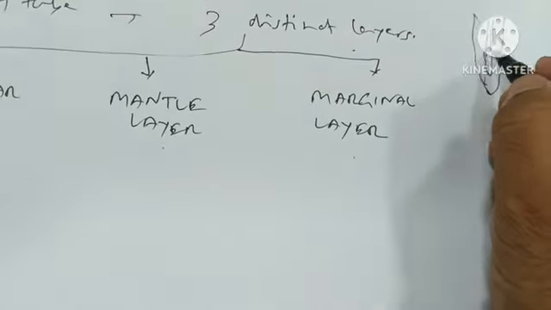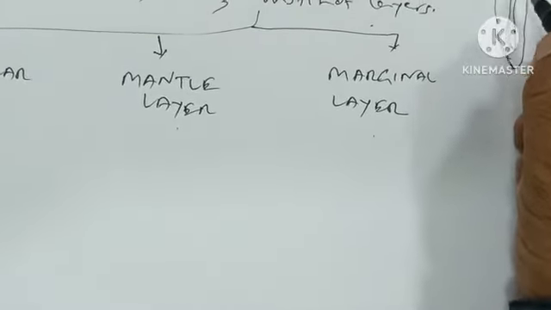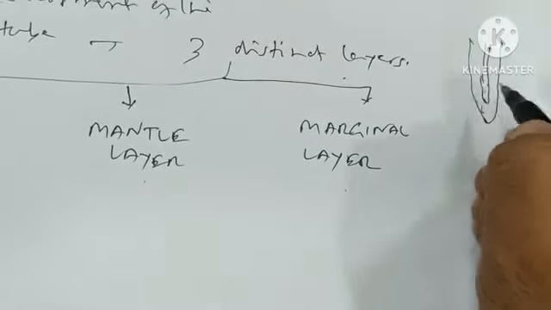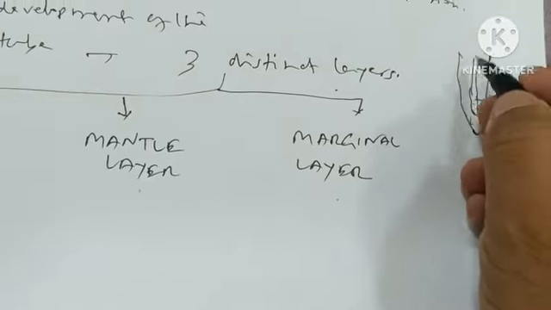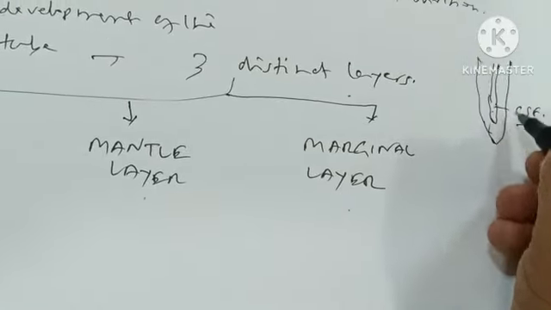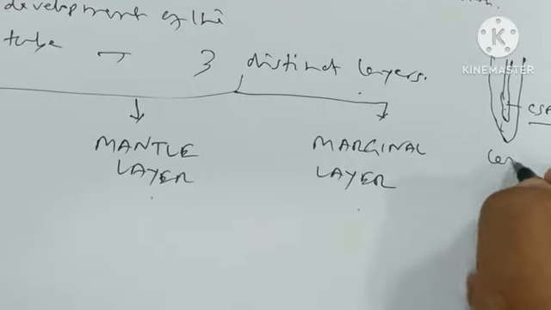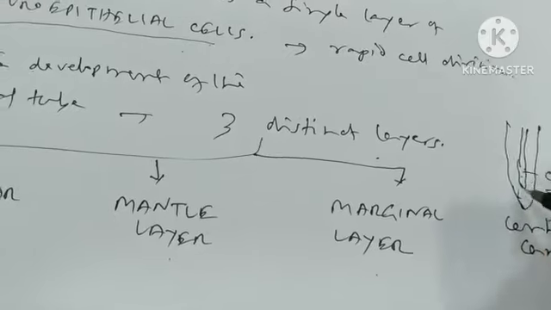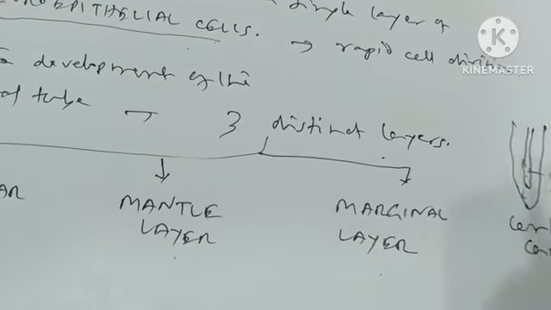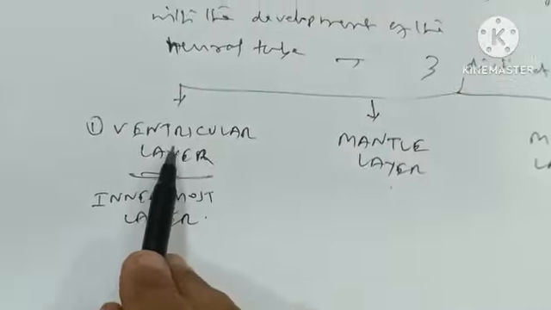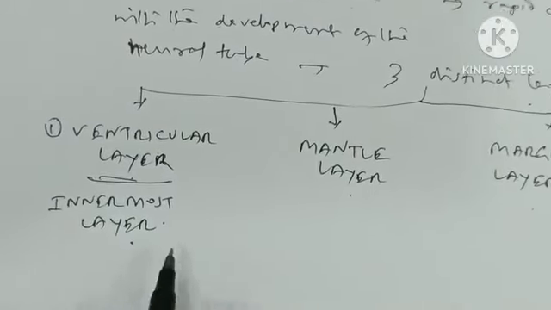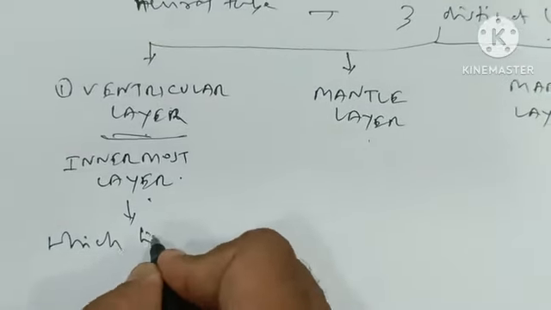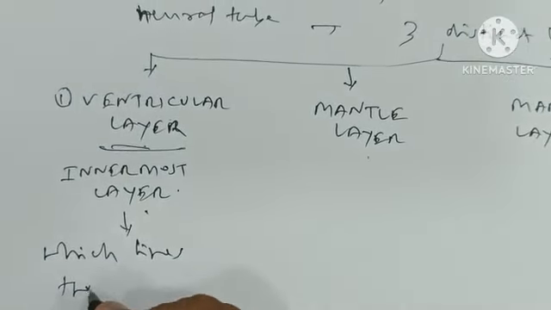Within the spinal cord, there is a narrow canal which runs through the center of the spinal cord, and this narrow canal is filled with cerebrospinal fluid. This is called the central canal. The lining of the central canal is made by this ventricular layer. So the ventricular layer is the innermost layer which lines the central canal.